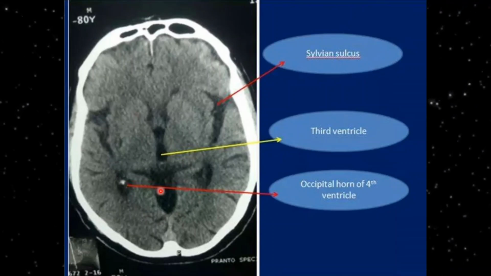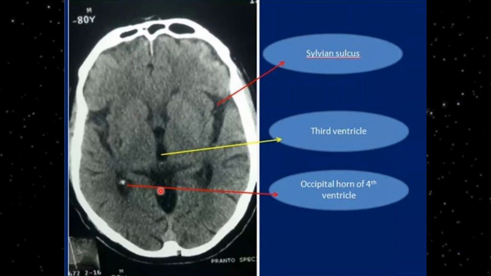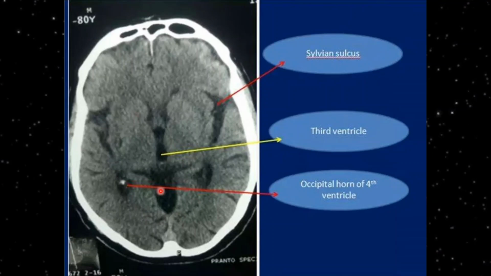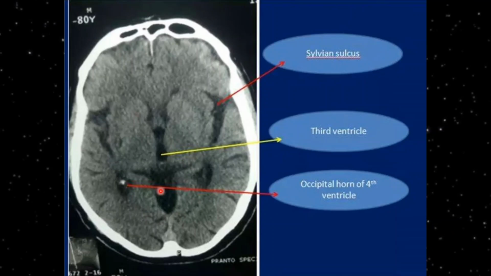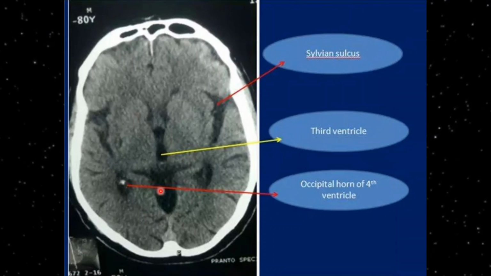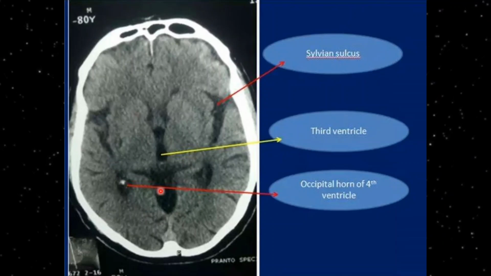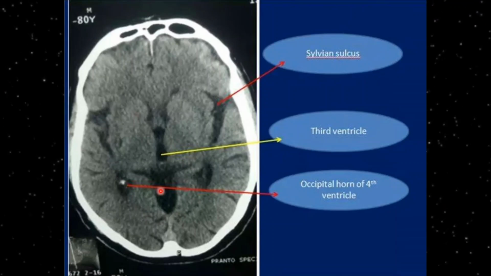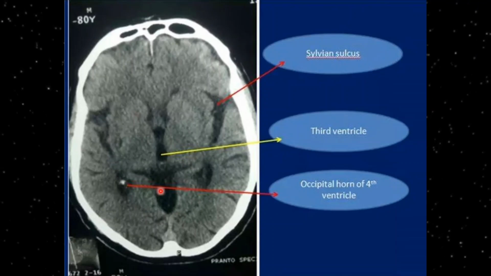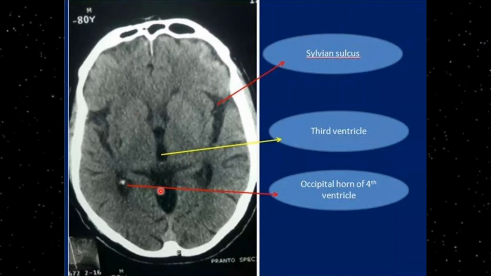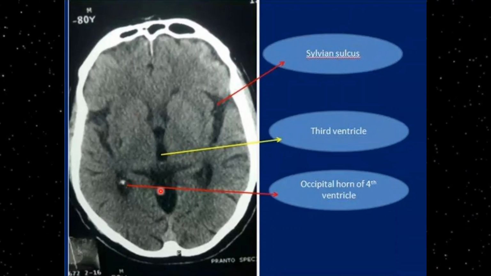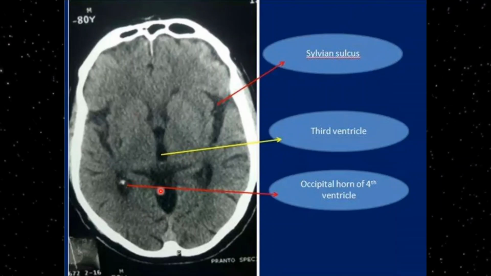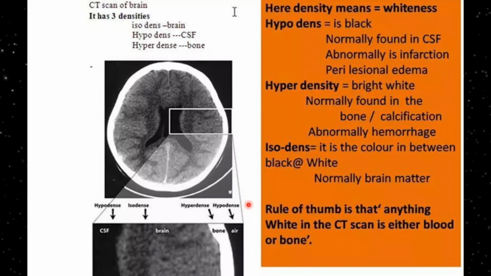In between these two cerebral hemispheres, this CSF-filled area is called the third ventricle, and just beneath that, posteriorly, there is the occipital horn of the lateral ventricle. So you can appreciate on these images the Sylvian fissure, and in between the two cerebral hemispheres the CSF-filled space called the third ventricle, and posterior to that the two posterior horns of the lateral ventricles are visible.